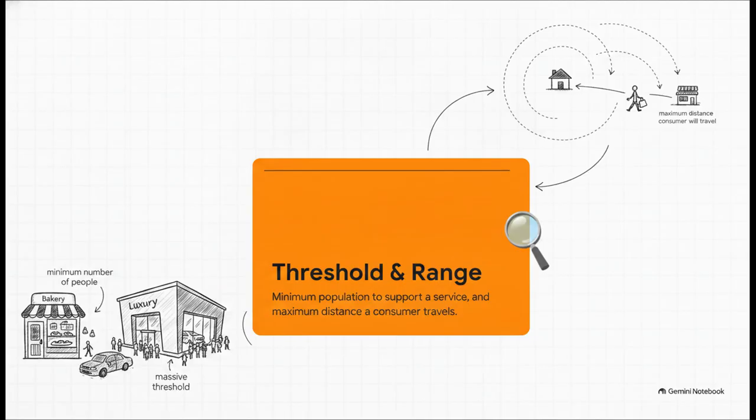So the crucial point is how these everyday goods create two invisible economic forces: threshold and range. Threshold is just the minimum number of people required to support a business. A local bakery needs a pretty small threshold, but a luxury car dealership needs a massive one. Range, on the flip side, is the maximum distance a consumer will actually travel to buy that specific good. Together, these two forces entirely dictate whether a business, and by extension an entire town, will survive in a specific location.